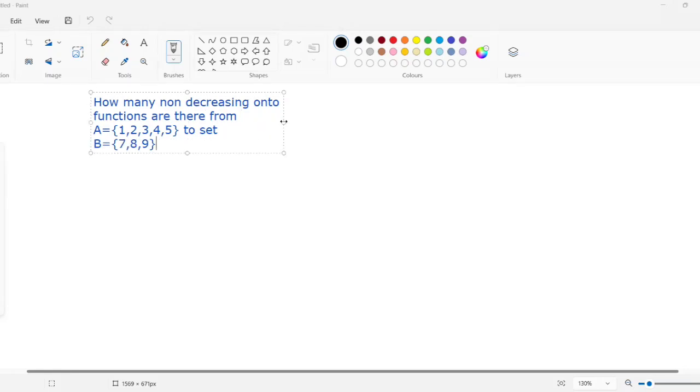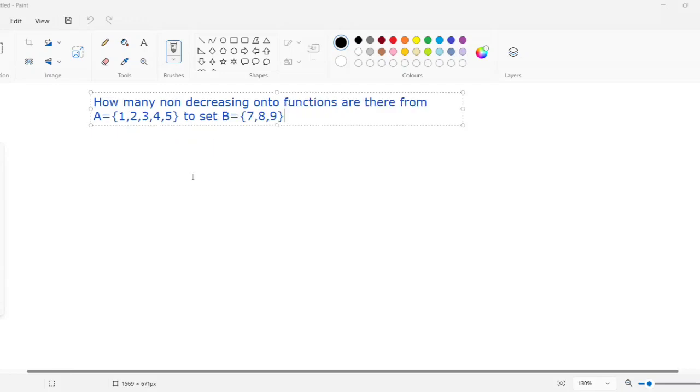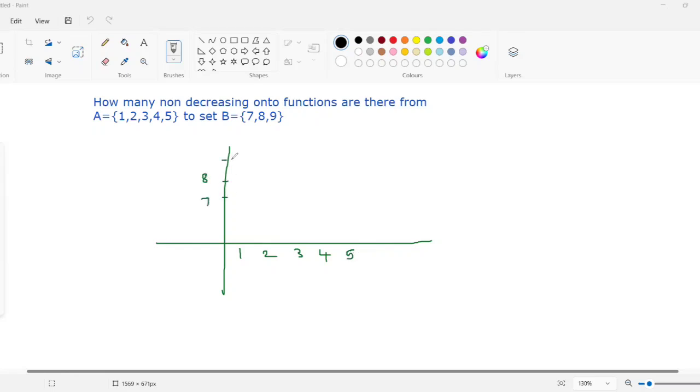I call this an 11, 12 grader problem because of the keywords they have used, like onto function and non-decreasing. But if the same question is put forward in a simpler way, we are talking about five inputs: 1, 2, 3, 4, and 5, and exactly three outputs: 7, 8, and 9. A non-decreasing function means the output would either remain the same when you go to the next input, or it would increase.